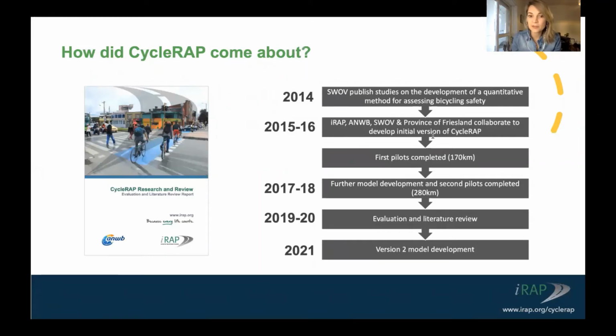We are in a pilot phase right now, and a very incredible number of people are overseeing the development of the model as part of the CycleRAP advisory group. So we have 21 organizations worldwide that range from research institutions to companies that conduct road safety assessments that are really looking into the model and helping us to develop it.